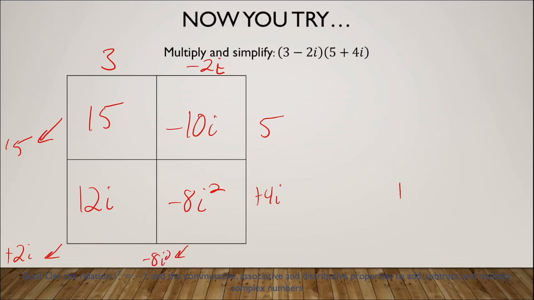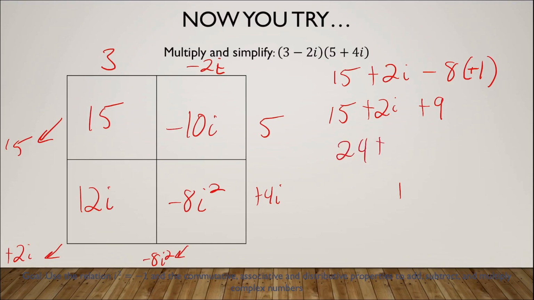Negative 8i squared. So we get 15 plus 2i minus 8. I'm going to change that i squared to a negative 1 because we know that already. Okay, now we can simplify. 15 plus 2i plus 9, which gives me 15 plus 9 is 24 plus 2i.